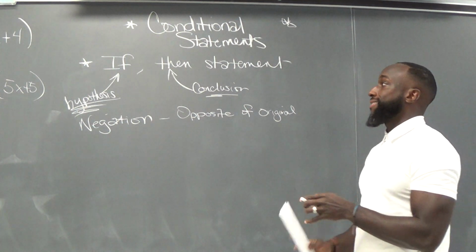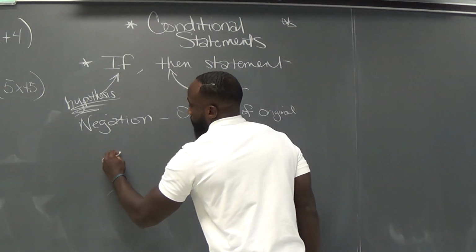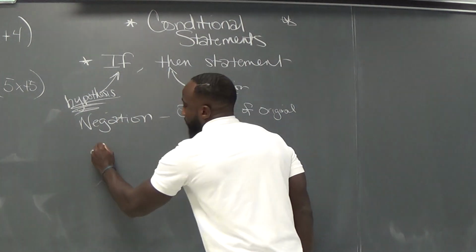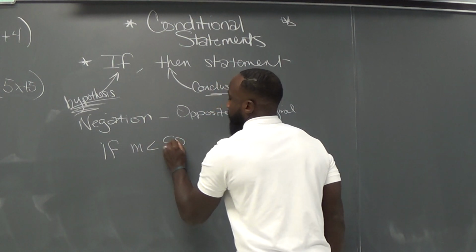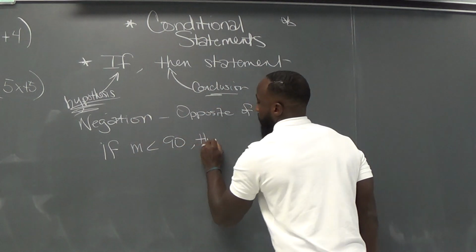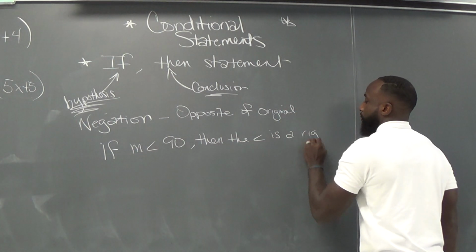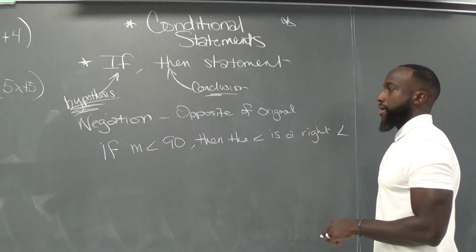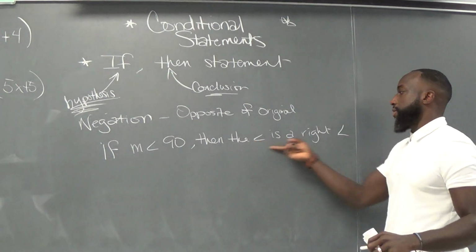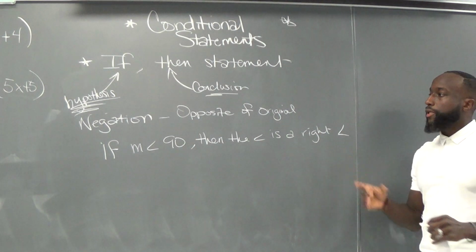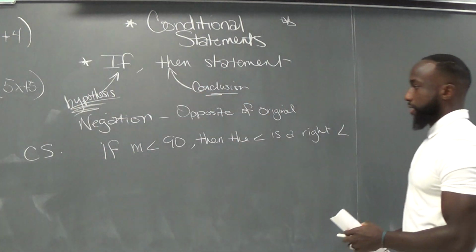An example of an if-then statement would be something like this: if the measure of the angle is 90 degrees, then the angle is a right angle. So the hypothesis is that it's 90 degrees. The conclusion is that it's a right angle. So that's an example of a conditional statement.